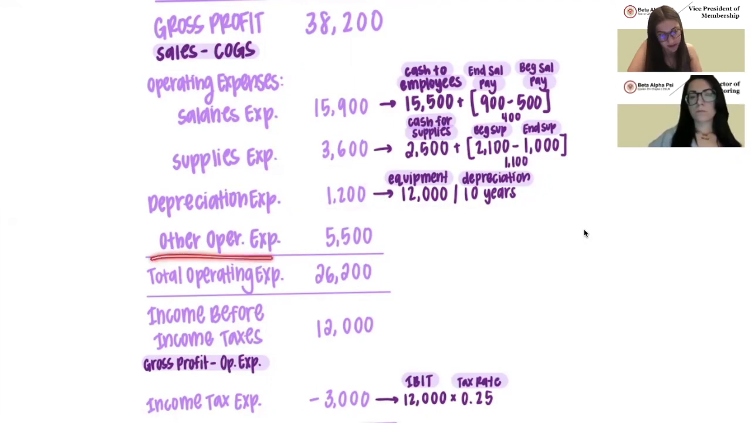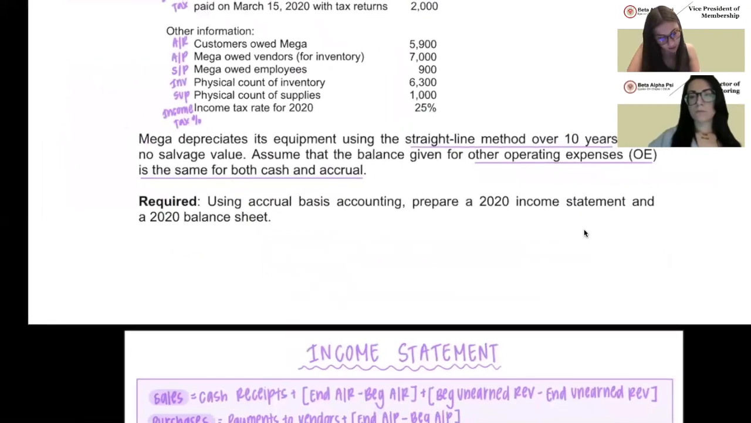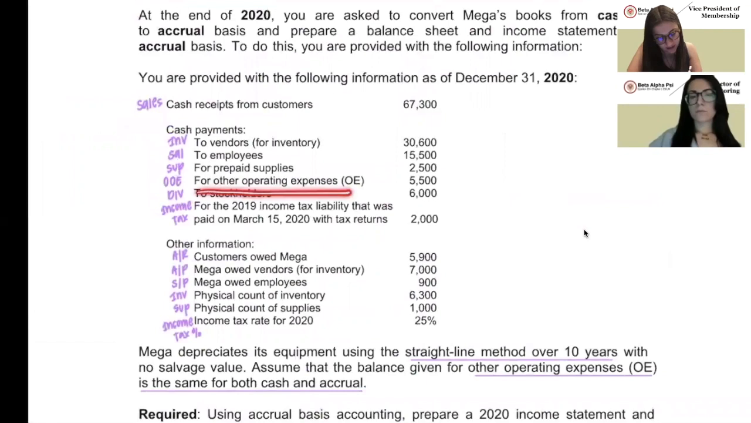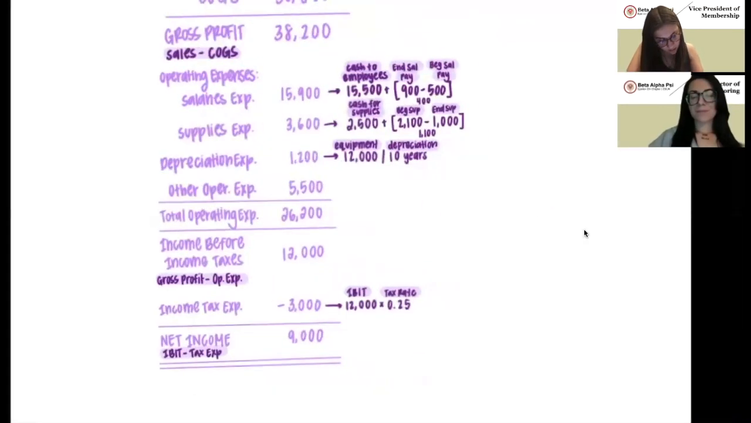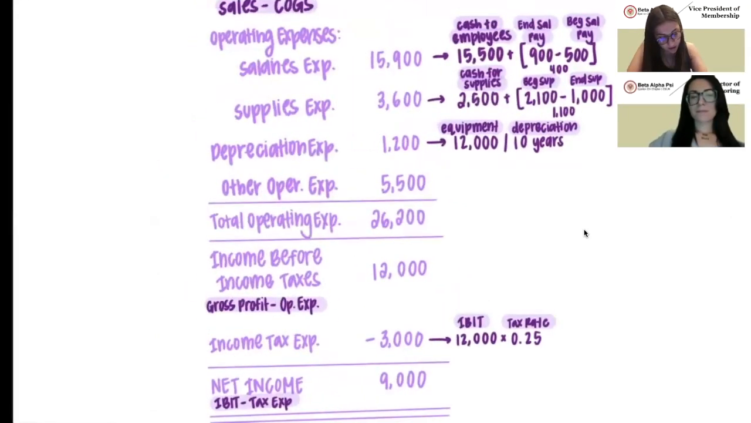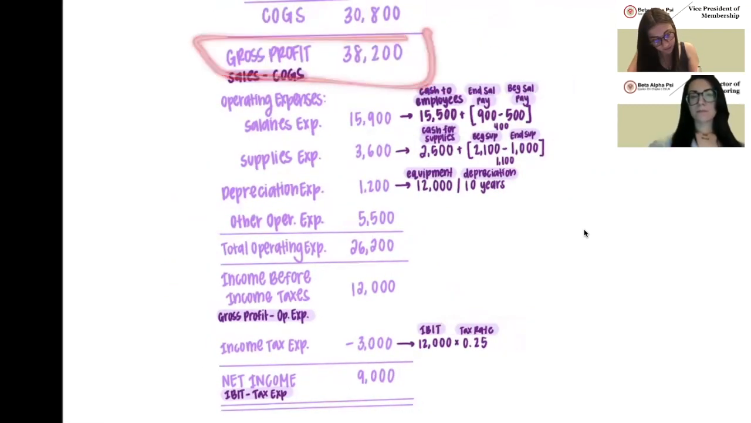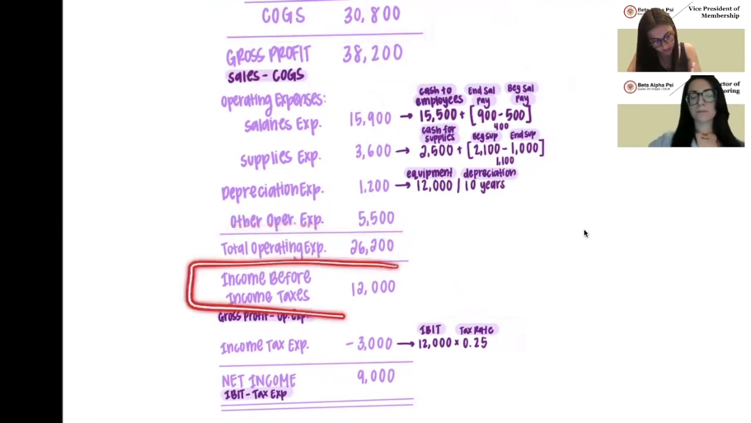Now, other operating expenses, they also gave us some information that it was the same for both cash and accrual. So we can take that number, other operating expenses, and just plug it in, the 5,500. So that goes right there. Now we have our 4 operating expenses, and we get the total amount of operating expenses. And we're going to take our gross profit minus our total operating expenses, and we're going to get our income before income taxes.